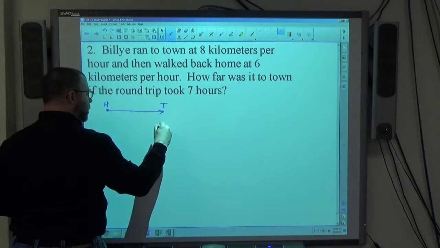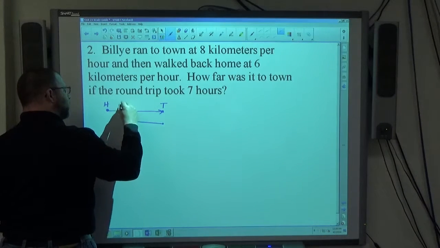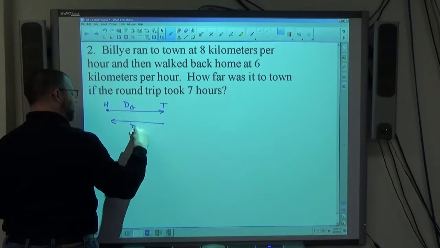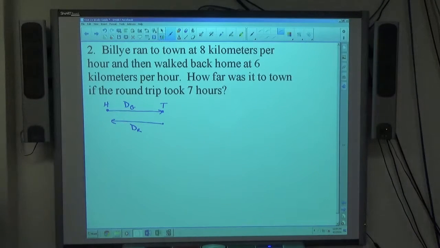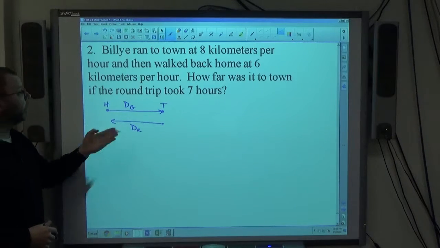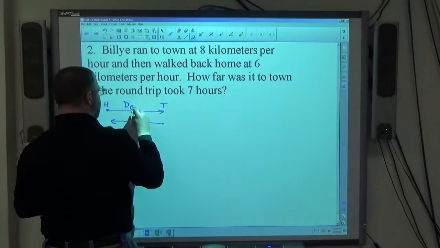And then Billy walked back home. So the distance going and the distance returning, you know, pick whatever variables you want. I'm picking G for going, and R for returning. Maybe R for running and W for walking. That might even be better. Let's go with that.